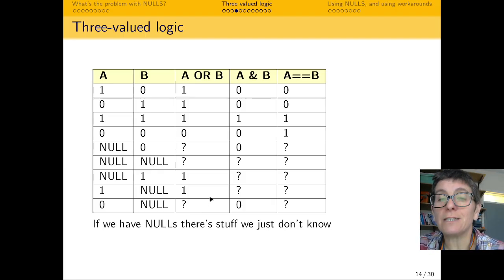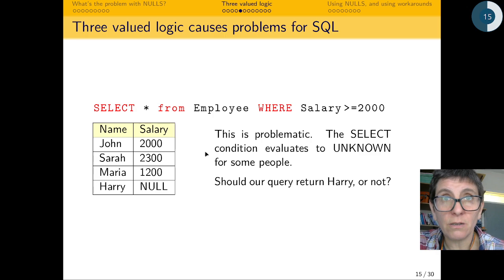And what this leads us to is what we call null propagation. That is, all of these question marks are places where we don't know the answer. And when we don't know the answer, it's got to be null, right?